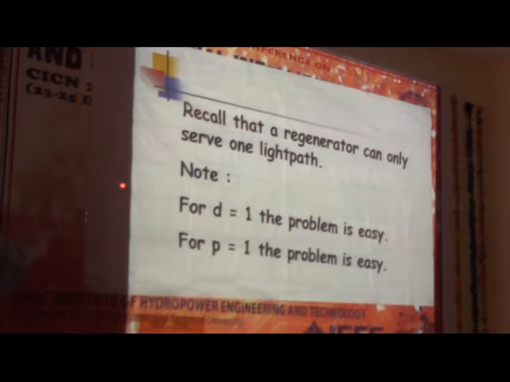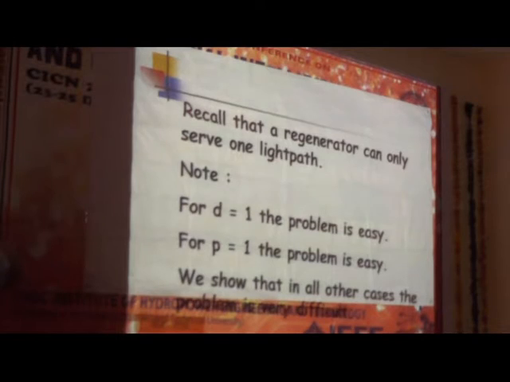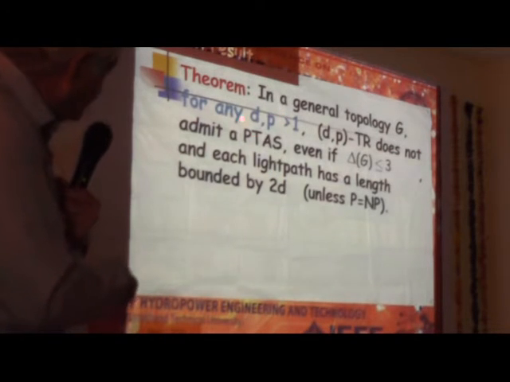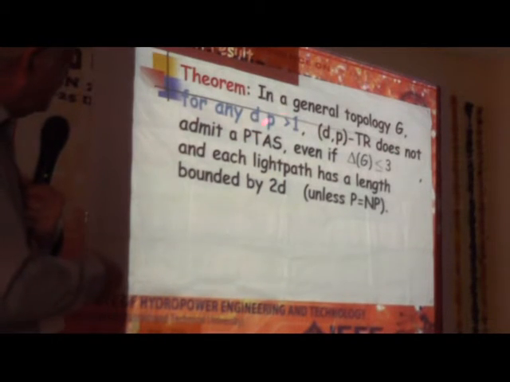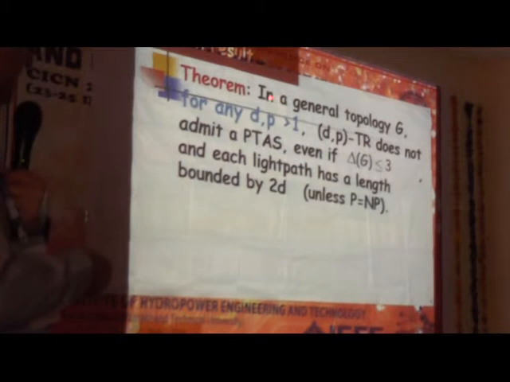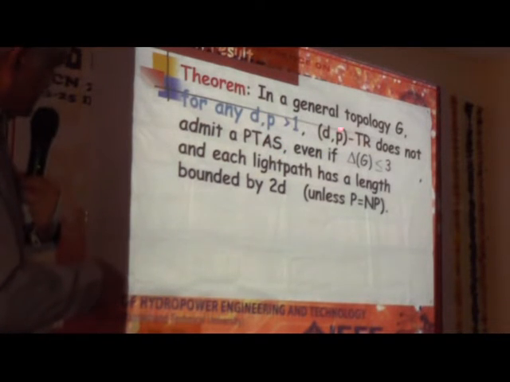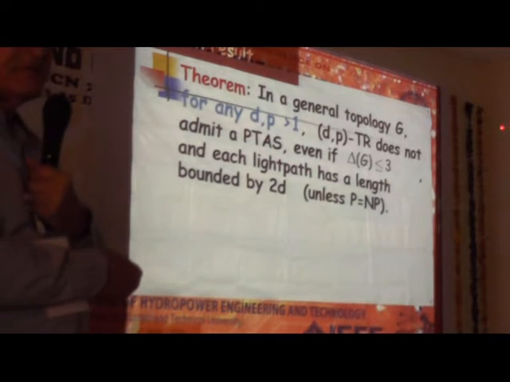Now, if you take D equal 1, it's a short exercise for the student, a very easy problem. If you take P equal 1, it's also a very easy problem. But now we show, and this is our main result, that for any D and any P bigger than 1, this problem does not admit a PTAS. You cannot even approximate it.